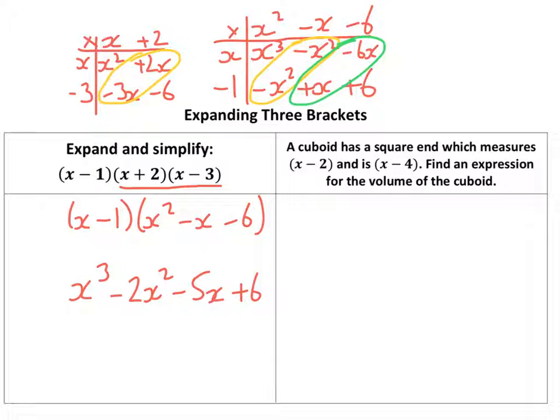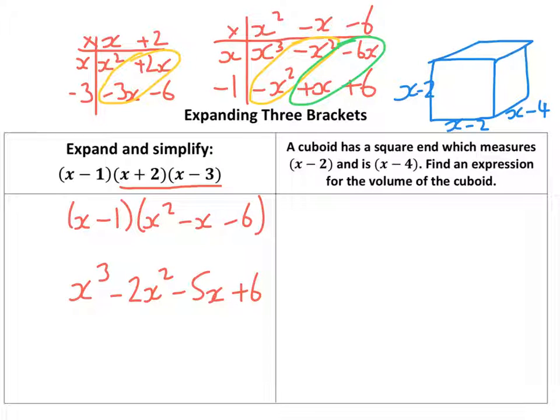Now this second question is a cuboid has a square end which measures x by 2. So I'm going to draw a little picture of it, x minus 2 and x minus 2. There's my square end. And then it's got a length of x minus 4. So what I'm going to do is x minus 4 multiplied by x minus 2 squared, which is x squared minus 4x plus 4. There you go.